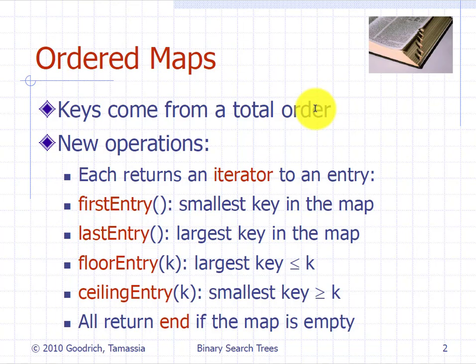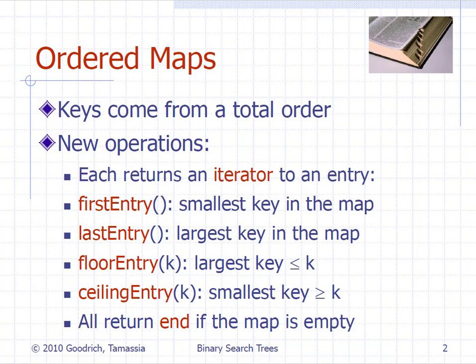The first method can be something like first entry, in which we return the smallest key. Last entry will have the largest key in the map. We could also have methods that are with respect to an integer value, which we might call k. In our running example, the array has the values from 1 to 10, 1 being the smallest key and 10 being the largest key.